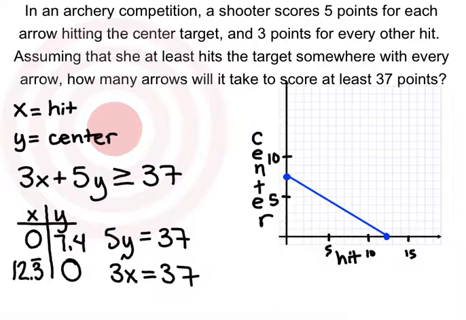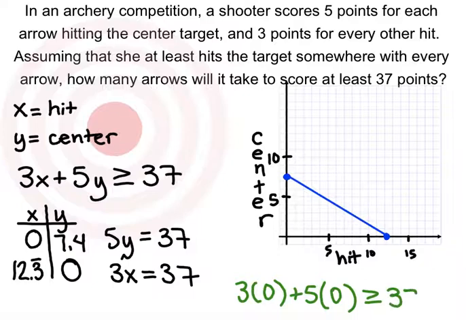Now all I have left to do is pick an ordered pair and test it. I'm going to pick 0, 0 because it's down and to the left. Even though it is the origin, it will work. So it's 3 times 0 plus 5 times 0 greater than or equal to 37. Well, 3 times 0 is 0, 5 times 0 is 0. Add those together, we get 0. That is not greater than 37. So 0, 0 is not true.